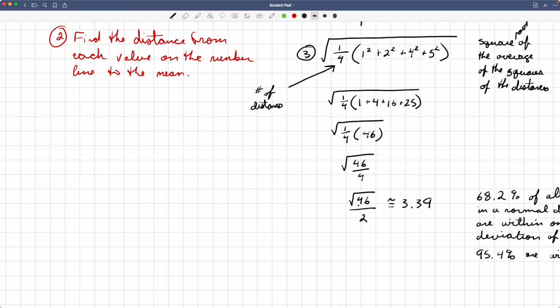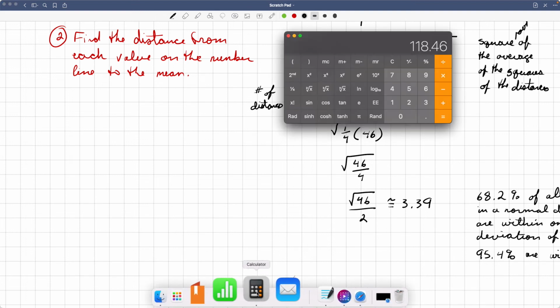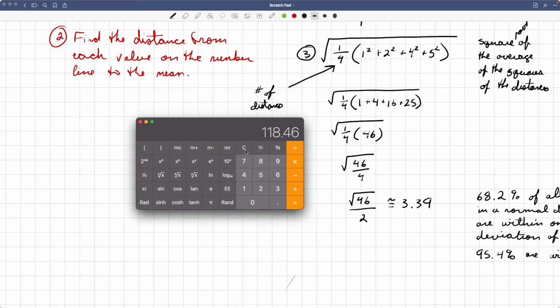So we just go on our calculator and we plug in the square root of 46, and then we divide that by 2, and we get 3.3911. The number drops off here. These are our significant values. So we say approximately equal to 3.39. And that's our standard deviation.